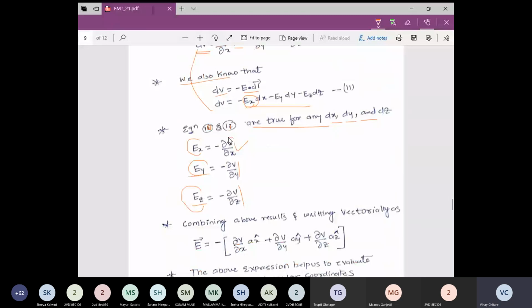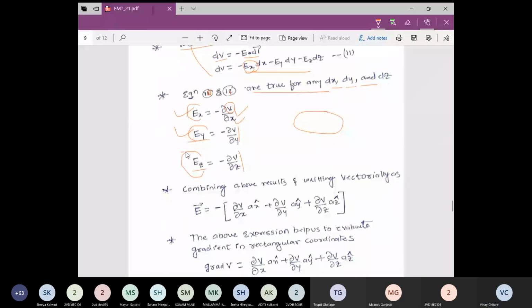It says that you should take a potential field and differentiate it, that is, take the partial differentiation of V with respect to x, and you will get the x component. Take the complete potential field, do the partial differentiation with respect to y, and you will get the y component. Do a partial differentiation with respect to z, and you will get the Ez component. Once you know these components, we can write it vectorially as Ex a_x hat plus Ey a_y hat plus Ez a_z hat. And what is Ex?